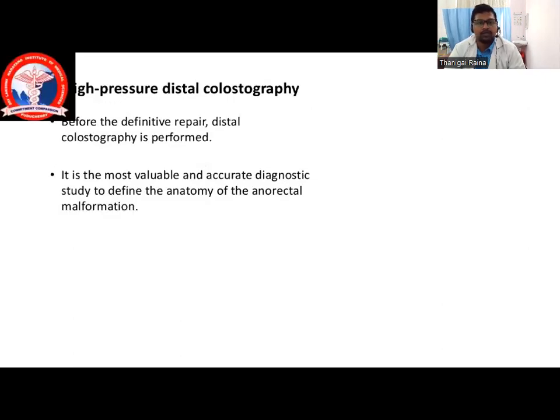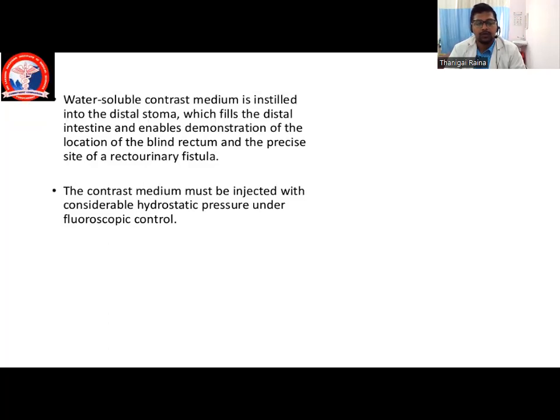Coming to high pressure distal cholecystography. Before the definitive repair of the ARM, distal cholecystography is performed as the most valuable and accurate diagnostic study to define the anatomy of the anorectal malformation. How will you do it? A water soluble contrast medium is instilled into the distal stoma, which fills the distal intestines and enables demonstration of the location of the blind rectum and the precise site of the recto-urinary fistula. The contrast medium must be injected with considerable hydrostatic pressure under fluoroscopic control.